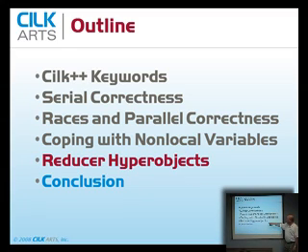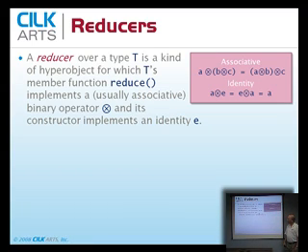So let's see how you solve this now with reducer hyperobjects. First of all, what is a reducer? A reducer over a type T is a kind of hyperobject which has a member function reduce that implements a usually associative binary operator, which I've drawn as star times, and its constructor implements an identity. So this operator could be, for example, addition with the identity 0.